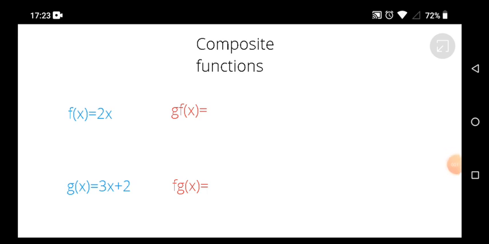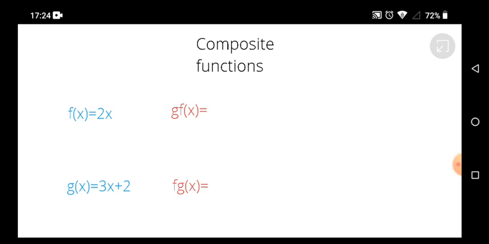Today I'll be explaining how to do composite functions, which is a follow-on from our last video where I talked about what functions are and how to get the inverse function from them. Okay, so as well as being able to do the inverse, another thing we can do with functions is we can put one function in another.